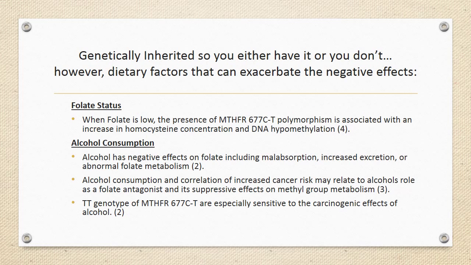MTHFR polymorphisms are genetically inherited, so you either have it or you don't. However, there are a couple of dietary factors that can exacerbate the negative effects. For instance, folate status. In individuals with the MTHFR 677CT polymorphism, they are especially affected by low folate, and it's associated with an increase in homocysteine concentration and DNA hypomethylation. Alcohol consumption is also a factor.